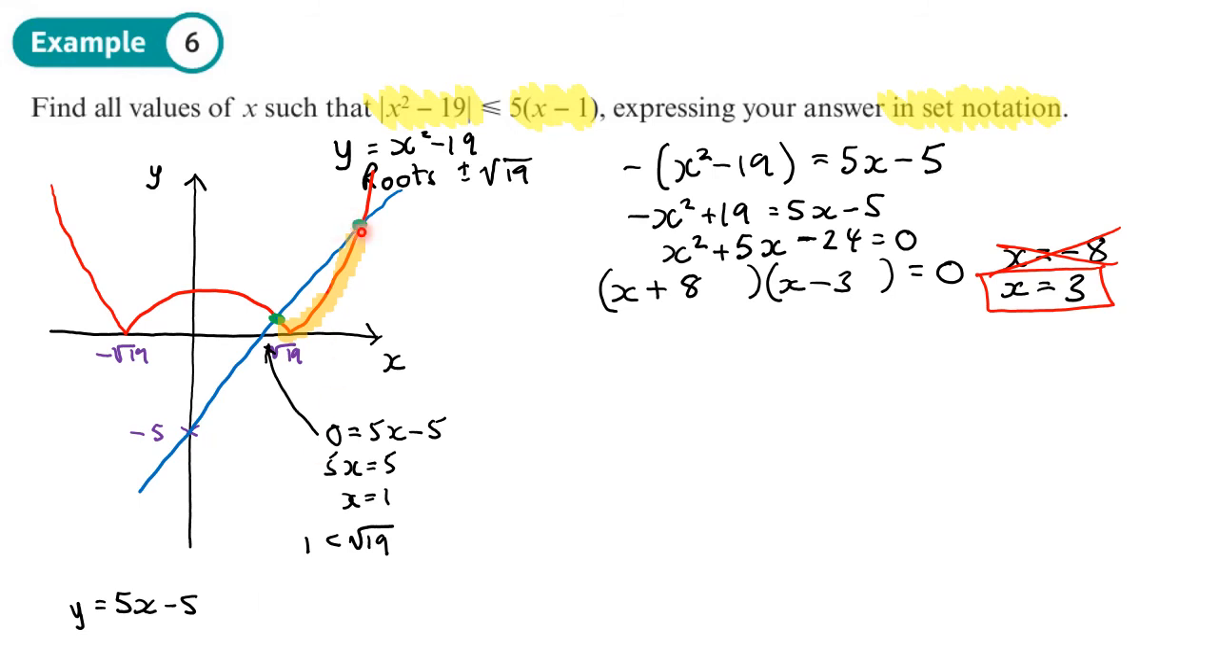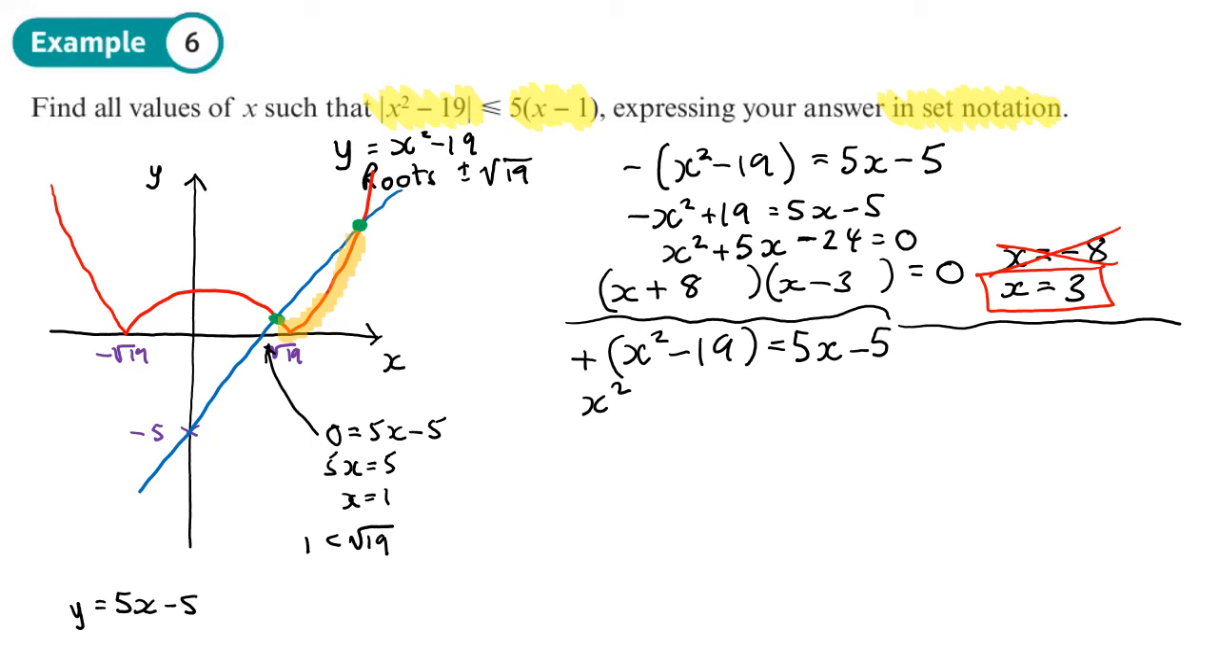Now the other point where they intersect, it's not on the reflected part of the original graph. So brackets and plus sign this time. As I said, I don't really need them, but just for consistency so you can see what I'm doing, equals 5x minus 5. So that gives me x squared minus 19 minus 5x minus 5 equals 0. Sorry, that should be plus 5. So that gives me x squared minus 5x minus 14 equals 0. Now, does this factorise? I think it does, 2 and 7.